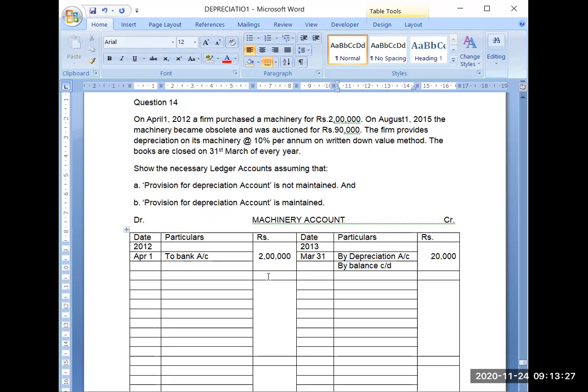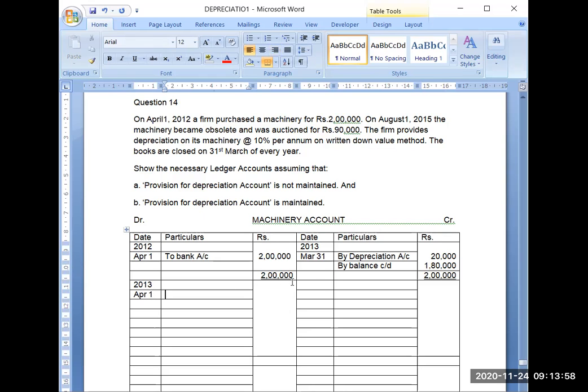Now we will calculate the balance. So total will be 2 lakh. Here the total will be 2 lakh, and the balance will be 1,80,000. Now we will come to the next year, 2013, and on April 1 we will note down the balance.